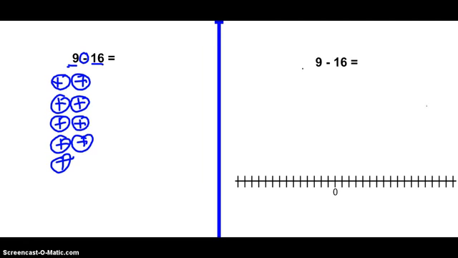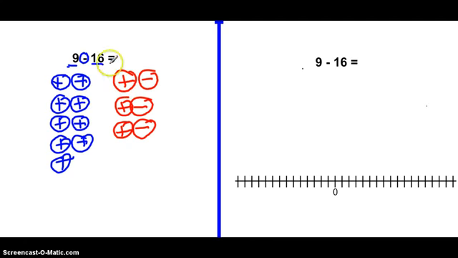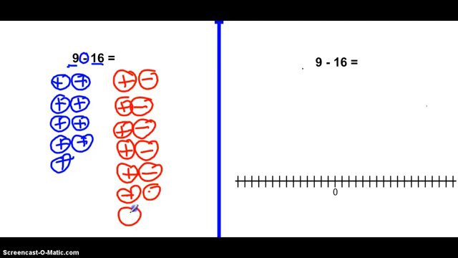So again, we're going to make enough by bringing in, like before, 0 pairs. And we're going to bring in enough 0 pairs so that there is enough to take away. So if we had 9, how many more do we need to make 16 to take away? Right, 7. So we're going to bring in 7 0 pairs. And remember, even though we're bringing in 7 0 pairs, technically we're bringing in 7 zeros. So it's still 0, it's nothing. It's not changing the problem.